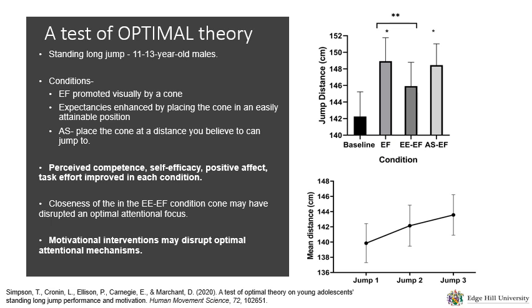And in the AS condition, autonomy was provided by giving the child the cone and telling them to place the cone in a position that they felt they could jump past, so in an attainable position. In each of the three optimal conditions, perceived competence, self-efficacy, positive affect, and task effort improved relative to baseline.